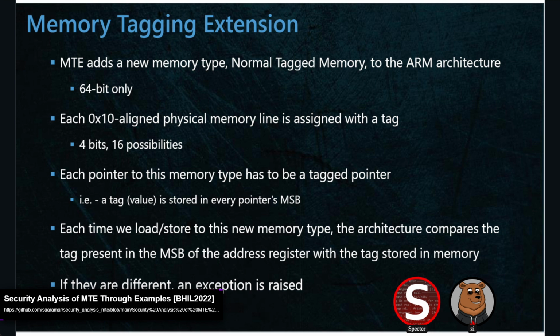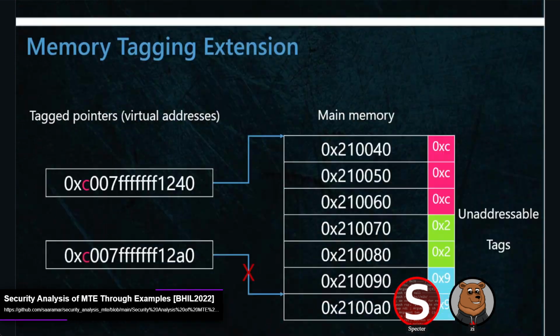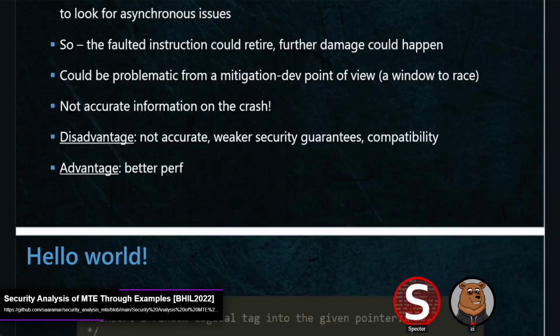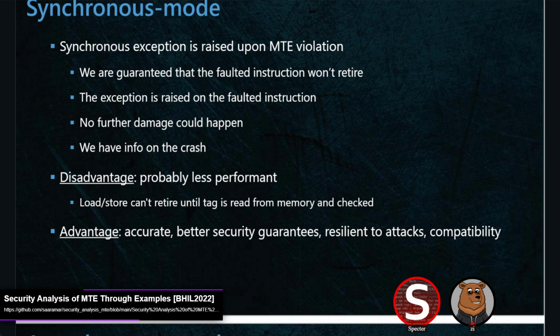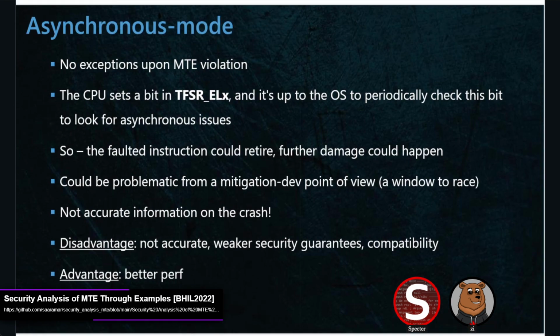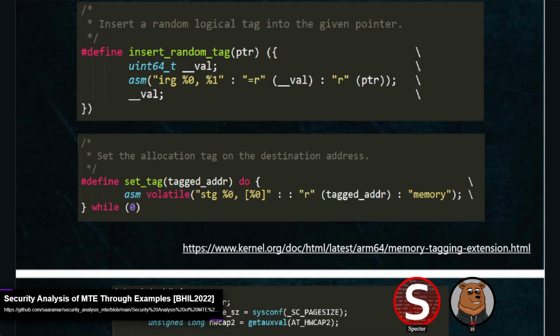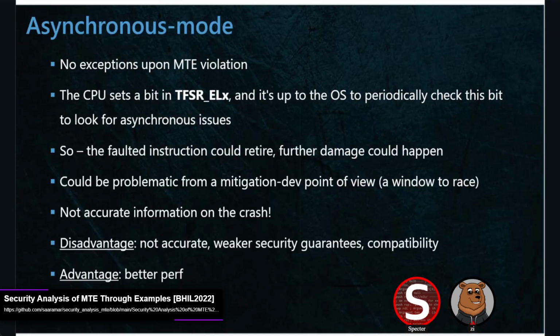ARM has two modes for MTE, synchronous and asynchronous. Synchronous, as you would expect, basically guarantees the exception is raised upon violation of the memory tag, but it's less performant because it has to wait on that verification before it can actually perform the load or store. Asynchronous makes it so whenever a violation occurs, it sets a flag in the tag fault status register, which the OS needs to periodically check. But an instruction that would have an invalid or improper memory tag will still execute.